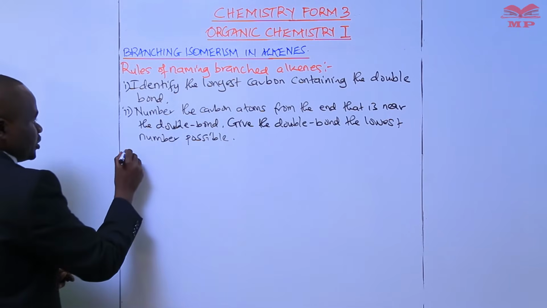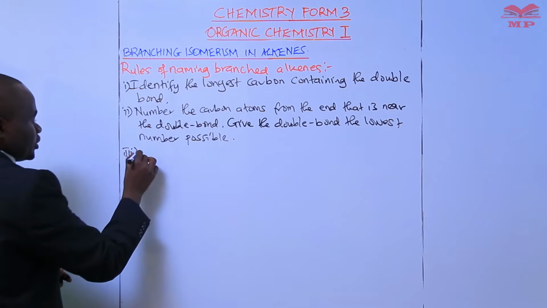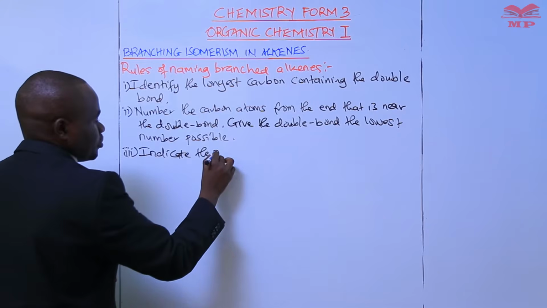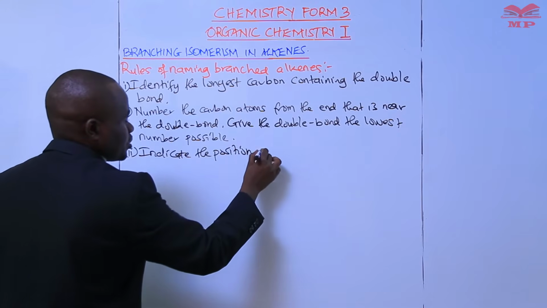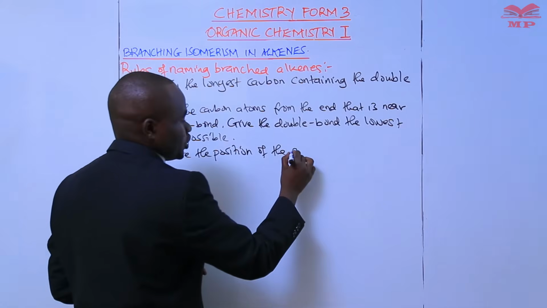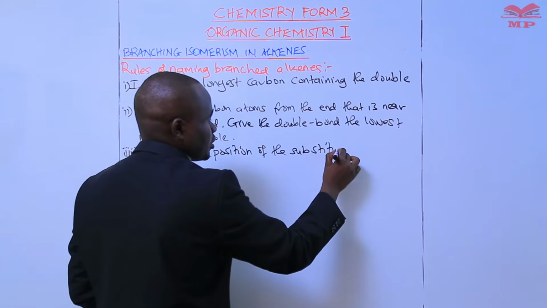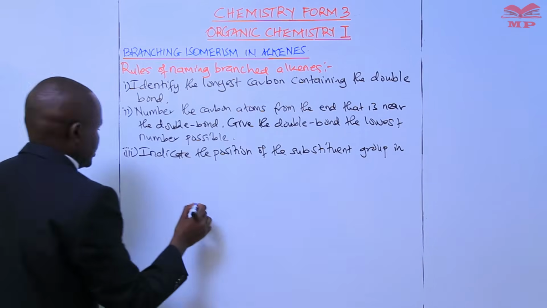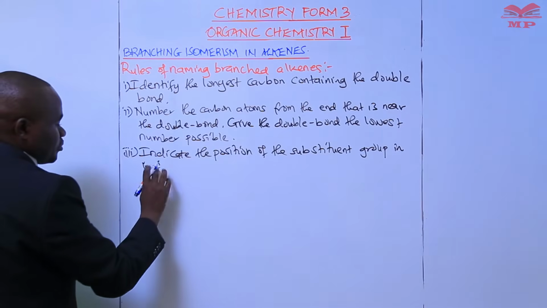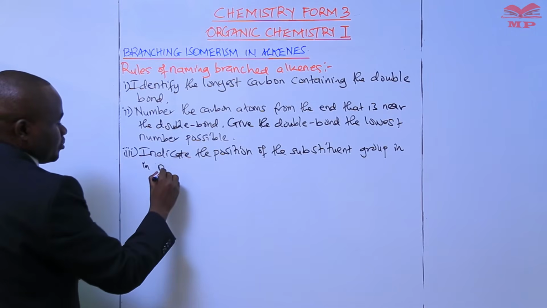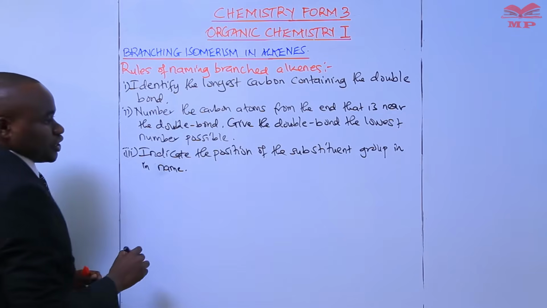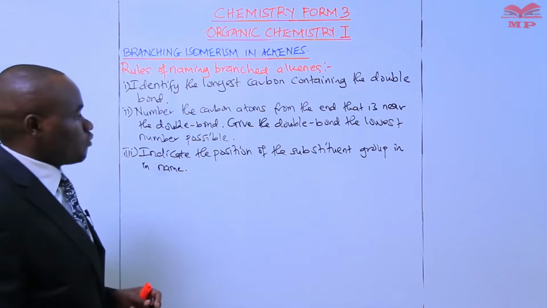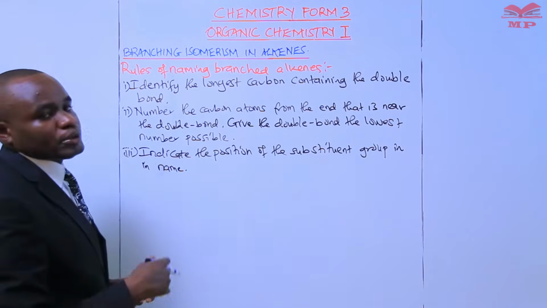That's rule number 2. The last rule is you indicate the position of the substituent group in the name. In case we have a substituent group, it is always good to indicate the position of that substituent group or the branch.